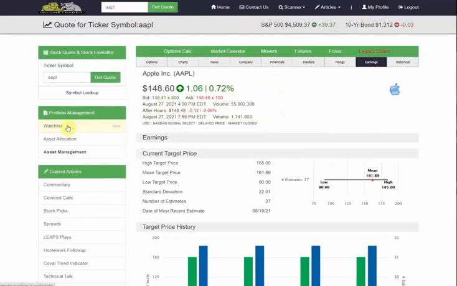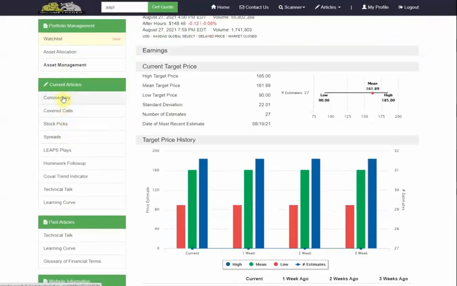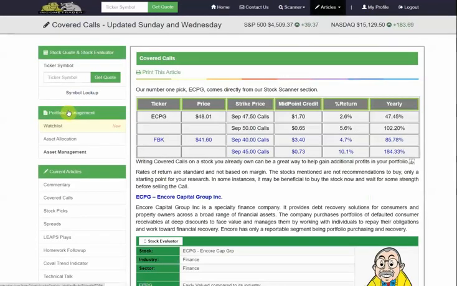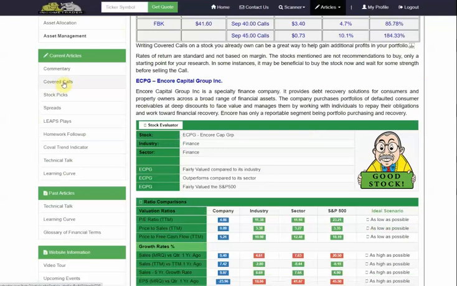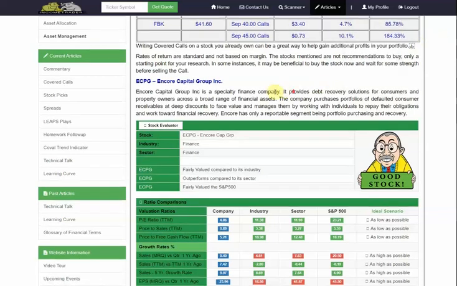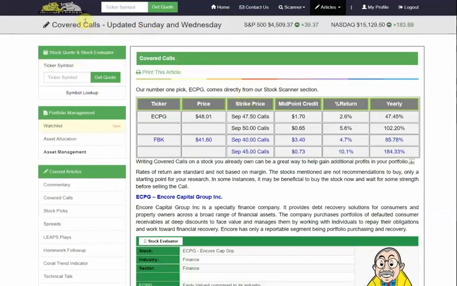If we kind of go back through here now, we have the commentary page we looked at. Over here on the left is the covered call page. So I can either look over here, where I'm at right now, covered calls, or I can go up to the very top where it says articles, current articles, and look at covered calls. These are updated, if we go up to the top of the page here, every Sunday and every Wednesday. So what we do here is we actually try to find some good looking covered call trades for you that we think actually look pretty good, that we've already run the numbers on.